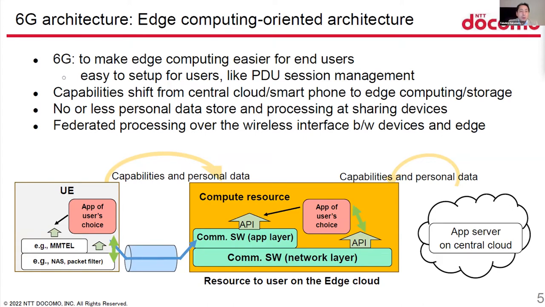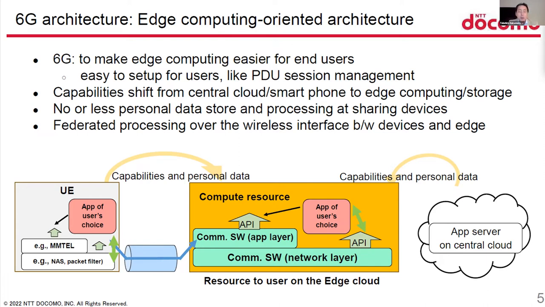Then we propose this kind of 6G architecture, especially an edge computing oriented architecture. We think that 6G should make edge computing easier for the end users, for example, easy to set up for users, like PDU session management. As you can see in the bottom figure, through the API, we should provide some services for users to create and provide new services via the API. And the capability shift from the central cloud or smartphone to edge computing storage. We should provide the services efficiently and very flexibly.